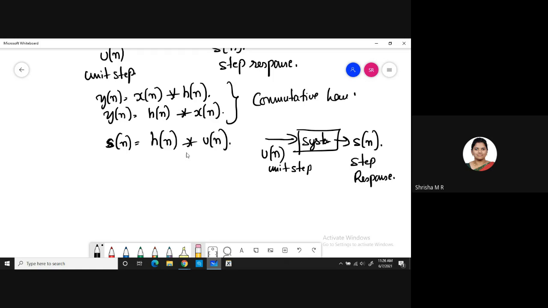We'll try to get the equation for this step response in terms of discrete time as well as continuous time signals. So in terms of convolution sum, S of n is equal to h of n convolved with u of n. What is the equation of convolution sum? Summation k is equal to minus infinity to infinity h of k into u of n minus k. This is the equation of convolution sum, yes or no? Yes, ma'am.